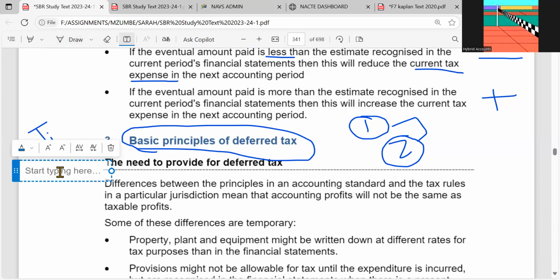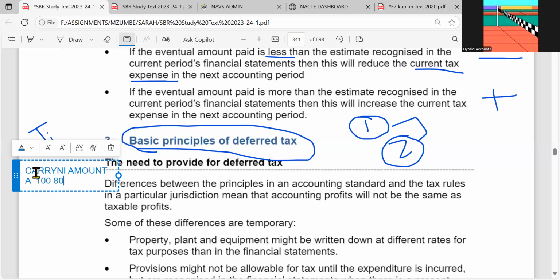Let's say you have an asset which has different depreciation rates for tax purposes and for accounting purposes. Let's presume that we have the book values, or the carrying amounts, depending on by how much the asset has been depreciated. For accounting purposes, let's say you have 100, then it depreciates, let's say by 20% each year.